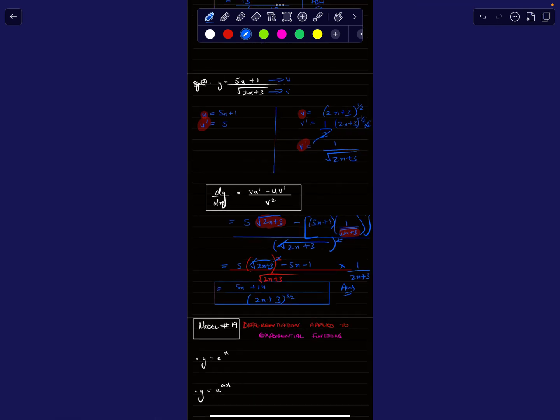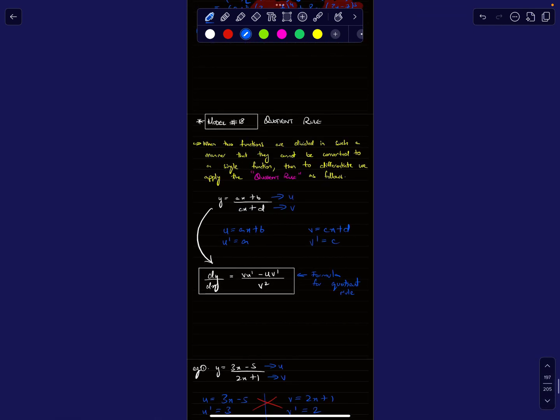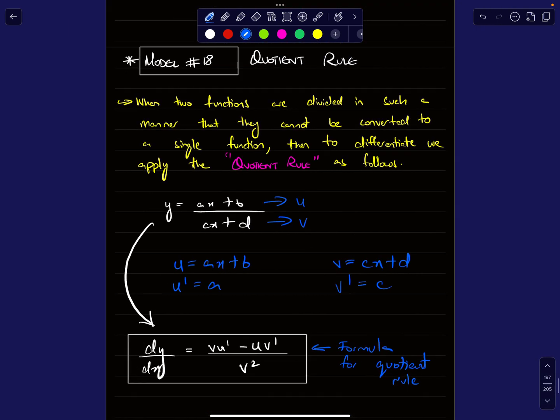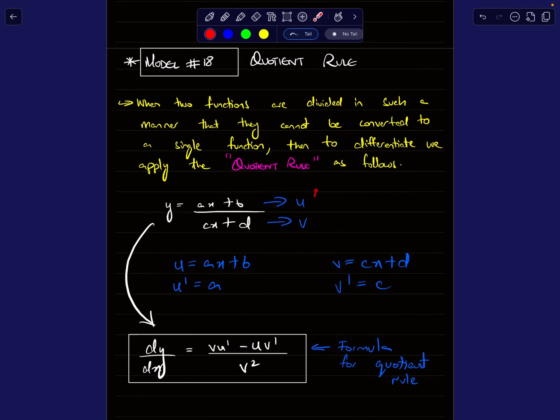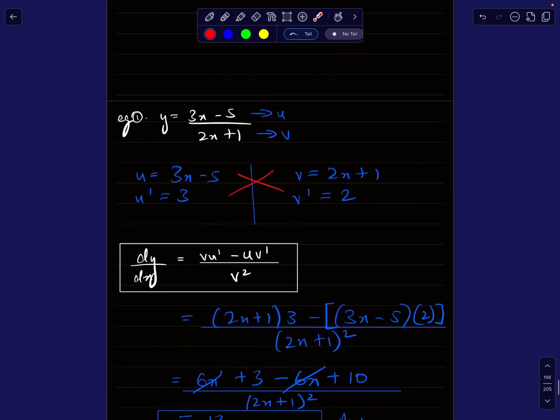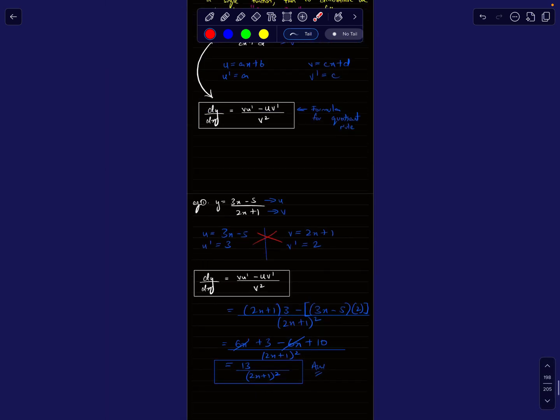And this is where we wrap up quotient rule. Just remember the formula. First of all, determine u and v. Find u, v, and u prime and v prime. Then simply apply the formula: v u prime minus u v prime, over v square. And this is where we wrap up.